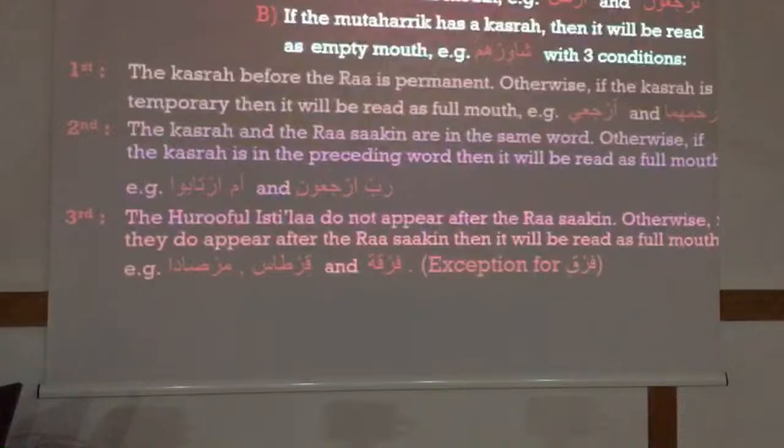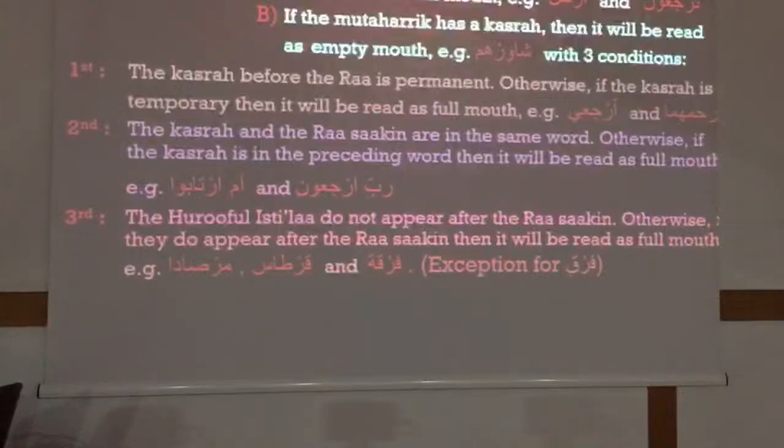I want everyone to say after me, amir tabu. Amir tabu. Good, one more time. Amir tabu. The ta needs to be smiley, so don't say ta. Amir tabu. Exactly. The next one, we have the rab, we have the ba with the kasra, and we have the ra with the sukoon. But is the ra and the kasra in the same word or different words? Different. So the ra here is also going to be full mouth. So we're not going to say rabbir, we're going to say rabbir ji'un.